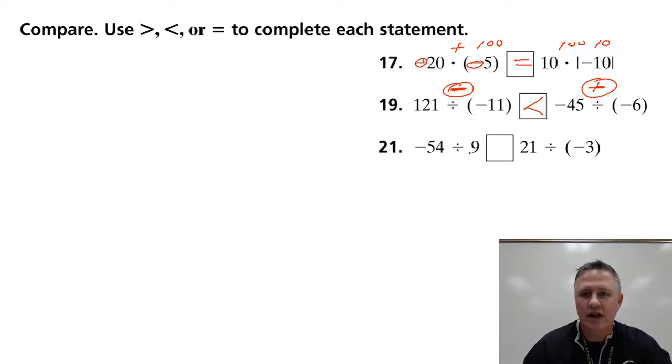Next section. I got a negative on this side. I have a negative on this side. Now, 54 divided by 9, that's a basic fact. That's 6. 21 divided by 3, again, another basic fact. That's 7. What's bigger, -6 or -7? And how can you tell? It is -6 because it's closer to 0, right?